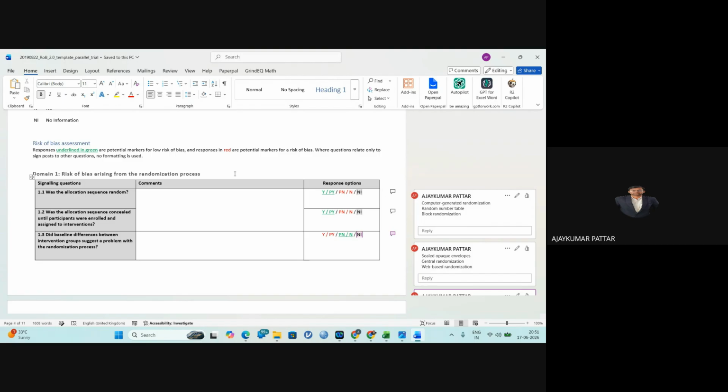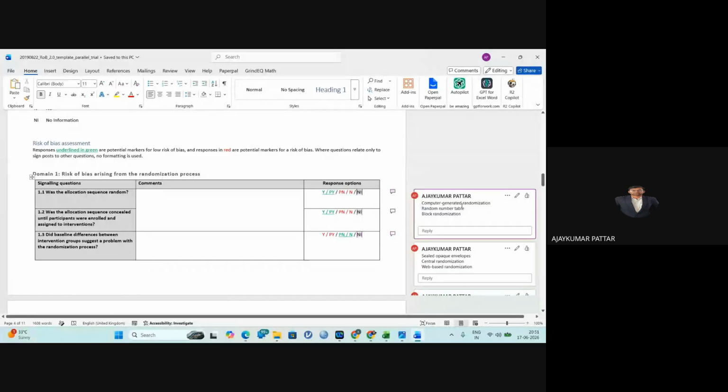It is only telling how much risk is there in this particular study by completing these tools. So it is giving risk of bias. So how much risk is there for this particular research paper? So that's why we are ensuring that. Whether the allocation sequence is random, we have to check the research paper.